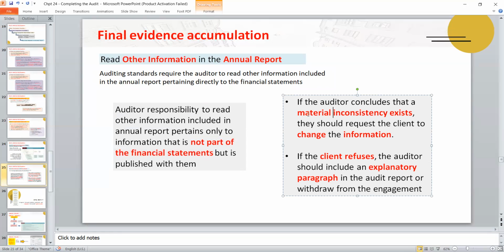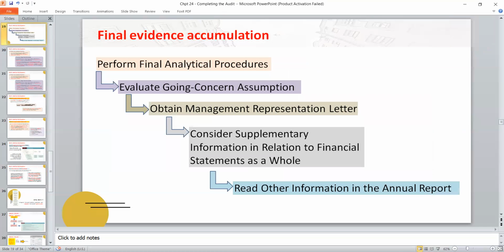If the auditor concludes that a material inconsistency exists, they should request the client to change the information in the annual report. But if the client refuses, the auditor should include an explanatory paragraph. They can still have the modified opinion, but in the explanatory paragraph. Something like that. Okay, until here, is there any question about the final evidence accumulation?